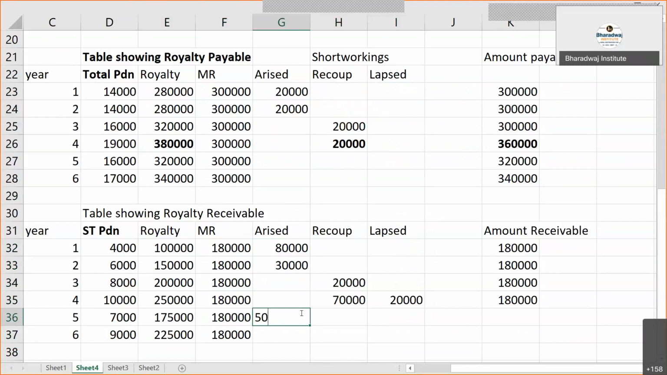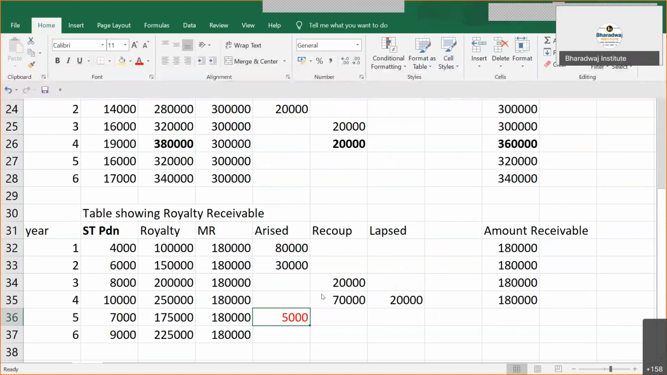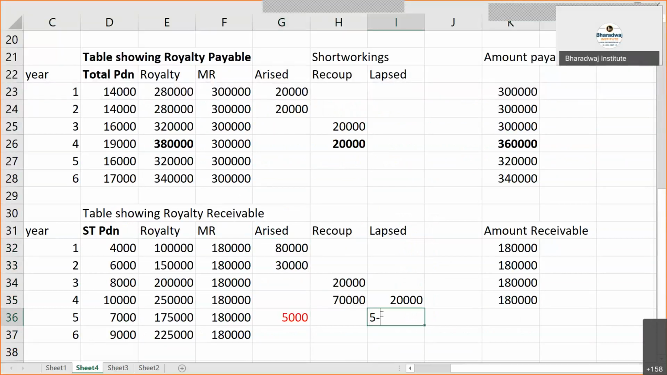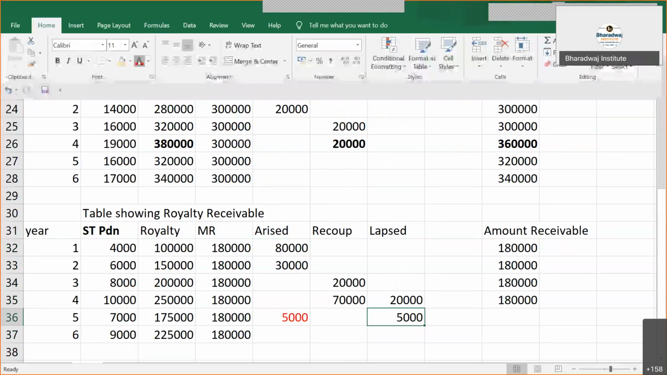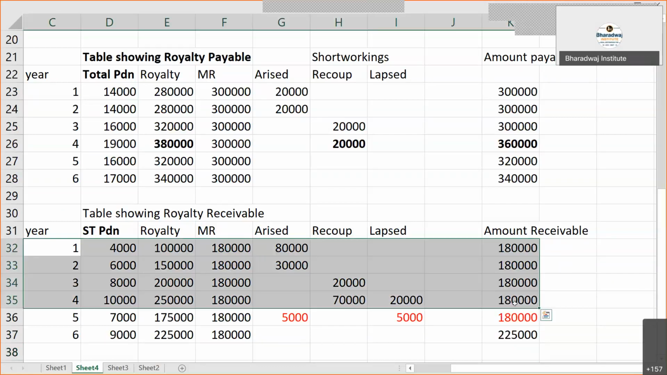In the fifth year, short workings arised is 5,000. Can you recover this? You cannot. So this 5,000 will be taken as lapsed. Then you have to collect 1,80,000. Last year, 2,25,000 you have to collect. It's a fixed recoupment. Time allowed is only first 4 years. Out of 1,10,000, 90,000 is recovered. Balance 20,000 is lapsed. Fifth year, whatever is arising will be taken as lapsed.